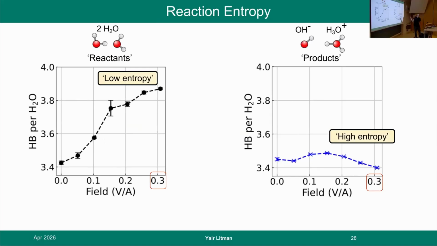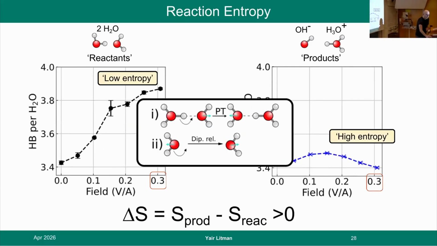So we can think that if we look at large electric fields, the reactant side has a very structured, very large amount of hydrogen bonds and has a low entropy state, and the products have a comparatively high entropy. And then when you compute the difference of the reaction, you will have a positive one.